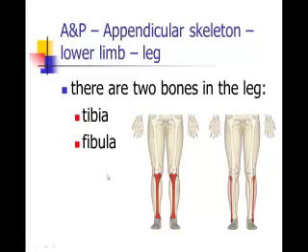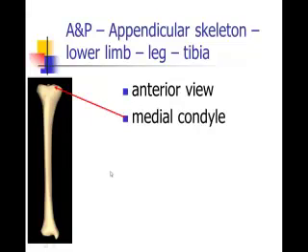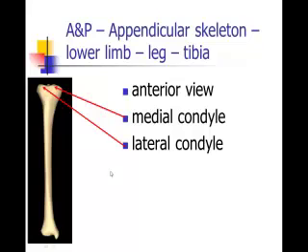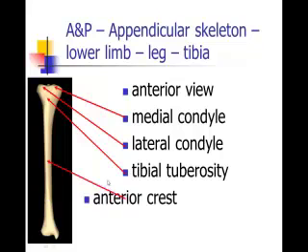Pretty small percentage of the weight transfers to the fibula. So here is the anterior view of a right tibia. We have the medial condyle and the lateral condyle. Those articulate with the medial and lateral condyles of the femur, respectively. We have the tibial tuberosity. That's where the patellar ligament inserts on the tibia.